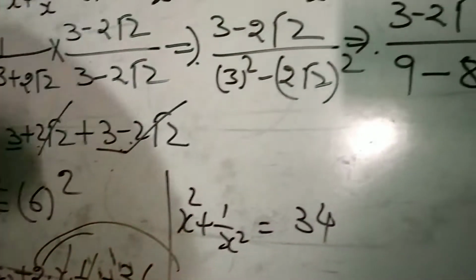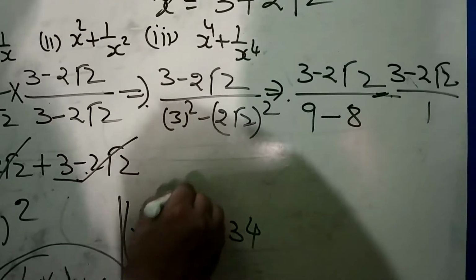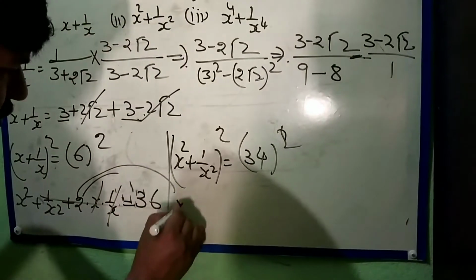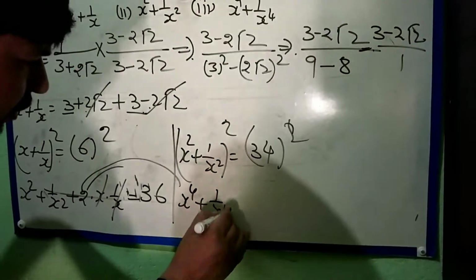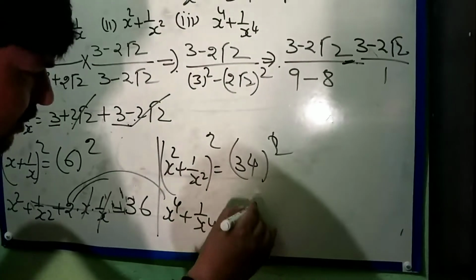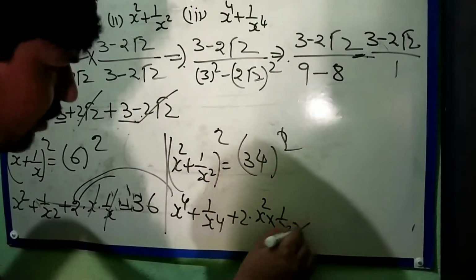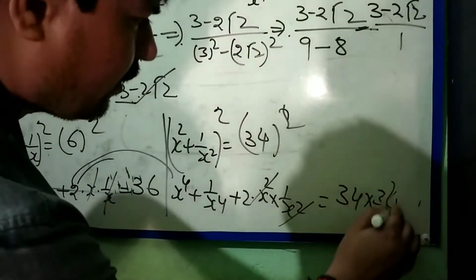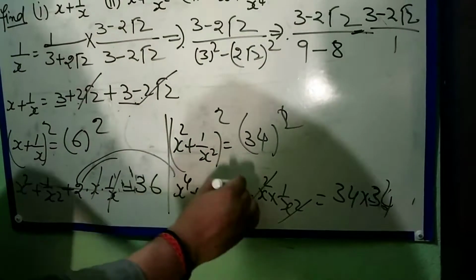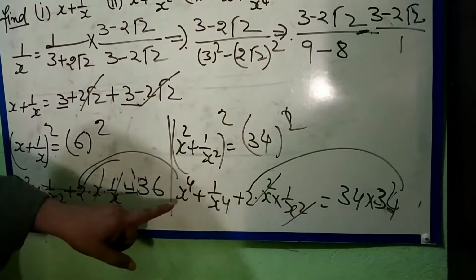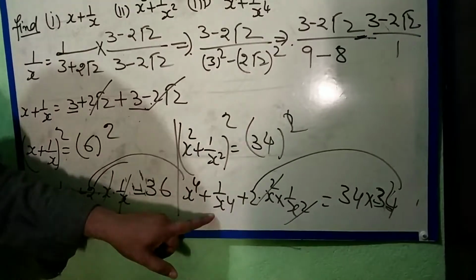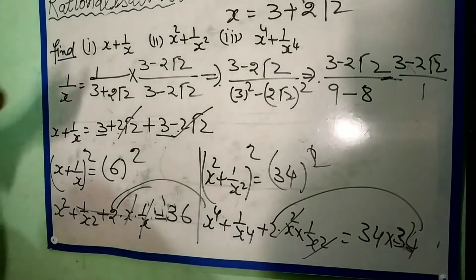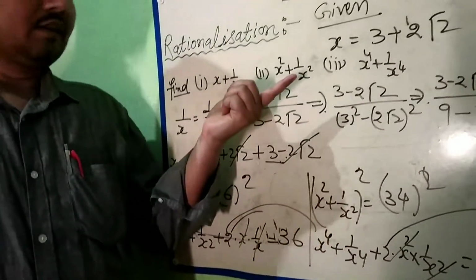So for x to the power 4 also we will repeat the same procedure, squaring both sides. The rest of the procedure is quite similar. x to the power 4 plus 1 by x to the power 4 plus 2 into x का square into 1 by x का square, that will cancel, and here 34 into 34, and the same 34 का square minus 2, we will get the result x to the power 4 plus 1 upon x to the power 4. That is how these kinds of questions will be solved. I think it is clear now.